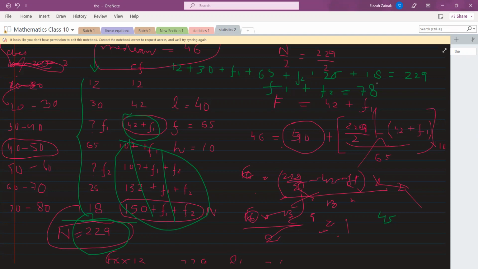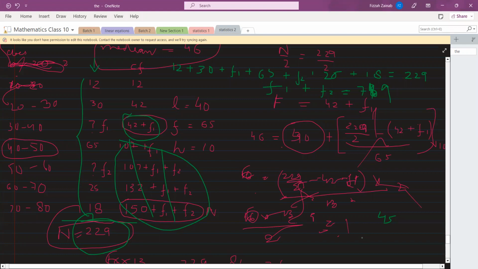Sorry, you will get 79 here. I wrote wrong. So 79 minus 34 will be 45. You can check, you will get 79. Sorry, my mistake. Is this clear now, everyone? Yes, ma'am. So cumulative frequency, you can skip here. You are interested only in one value, which is preceding the median class. That's it. And here, then you can add all your frequency and equate to 229.